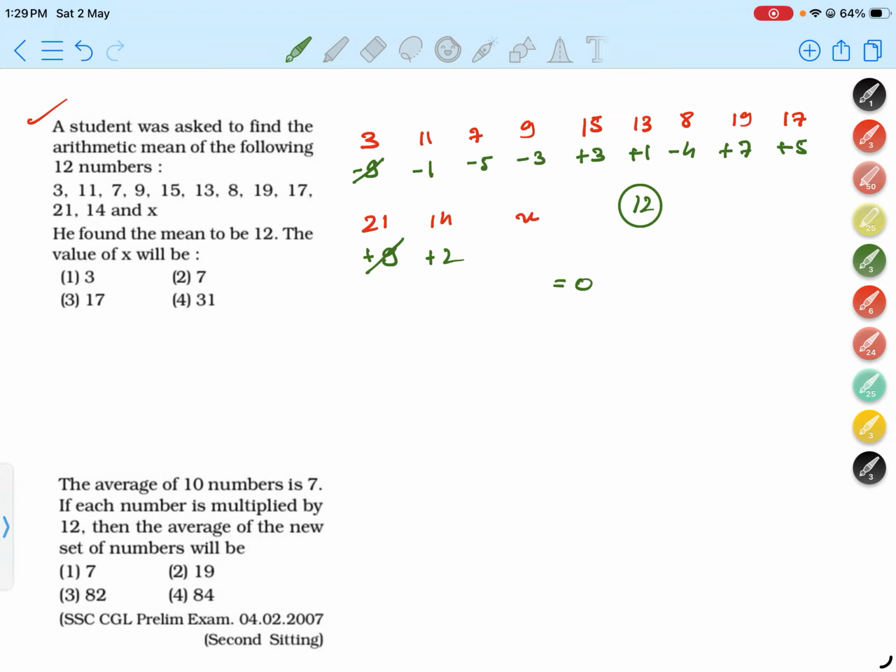Here we have plus 3 and minus 3, they cancel each other. We have minus 5 plus 5, similarly plus 1 minus 1. We are left with minus 4 plus 7 and plus 2. So we will be getting 7 plus 2 is 9, minus 4 is 5. So there must be something over here which when subtracted from 5 will give us 0. So that value will be 5. So the value of x is equal to 12 minus 5, which will give us 7. So the correct answer here will be 7.